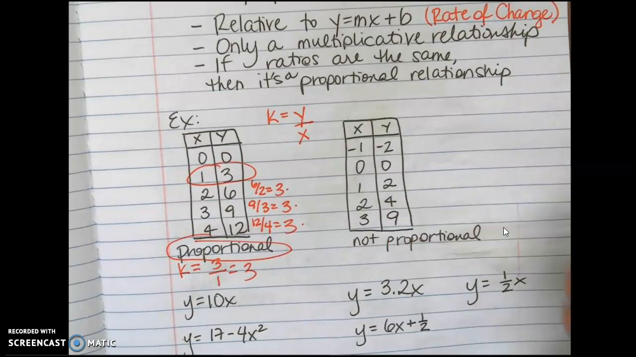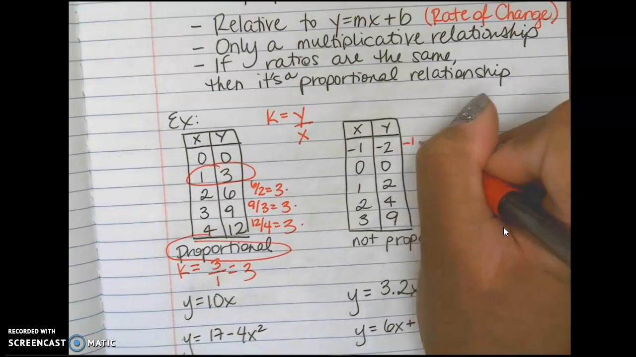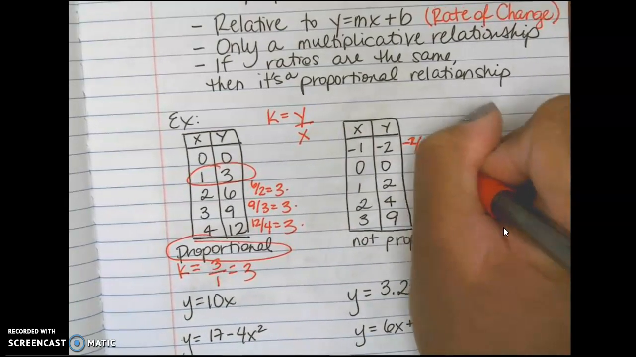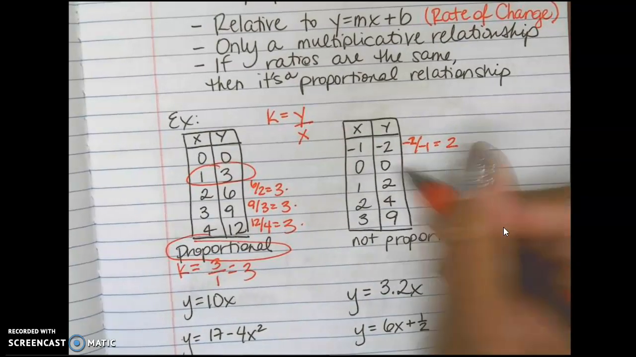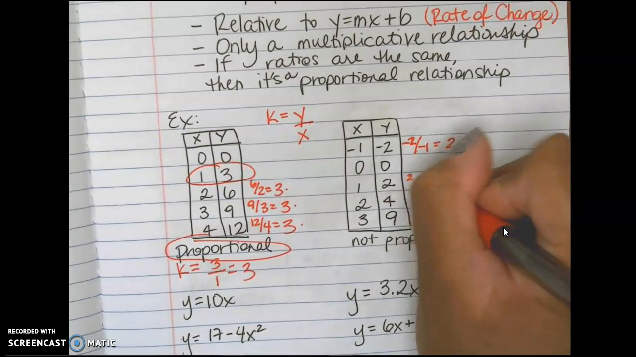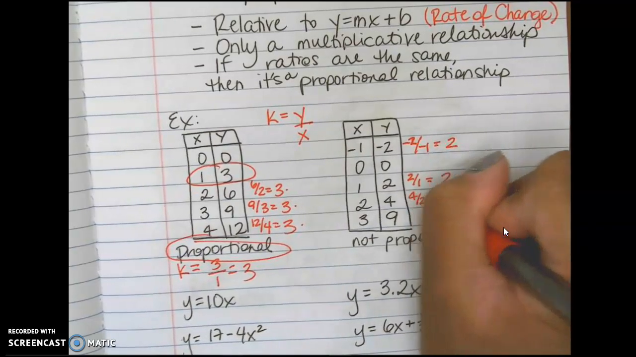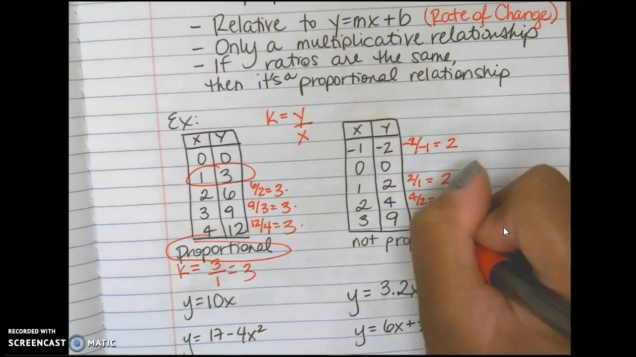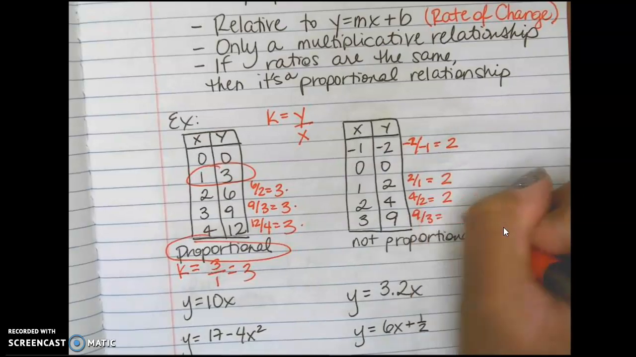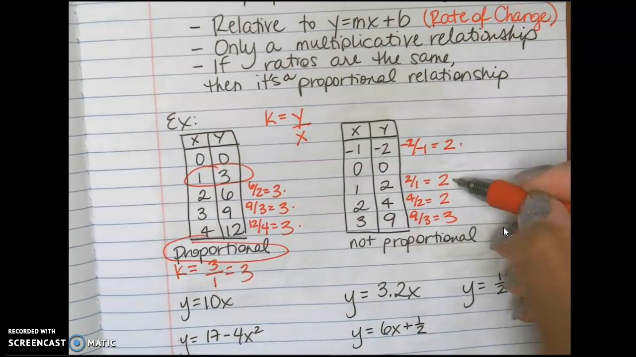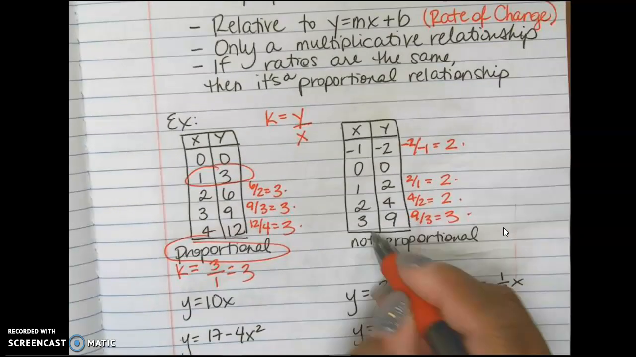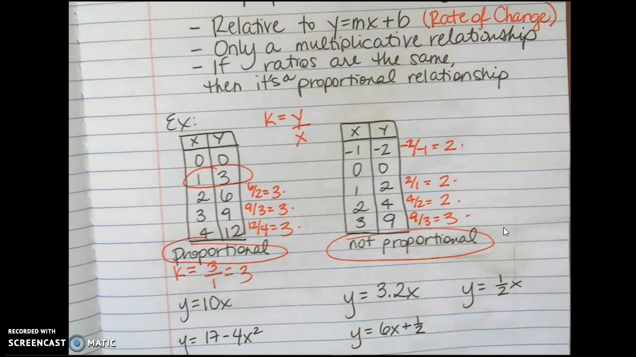Over here, what is negative 2 divided by negative 1? 2. Skip 0. What is 2 divided by 1? What is 4 divided by 2? What is 9 divided by 3? Are all of these ratios the same? So it is not proportional.